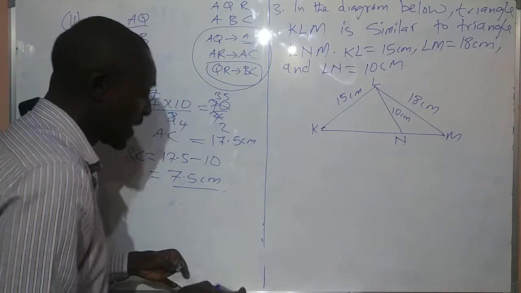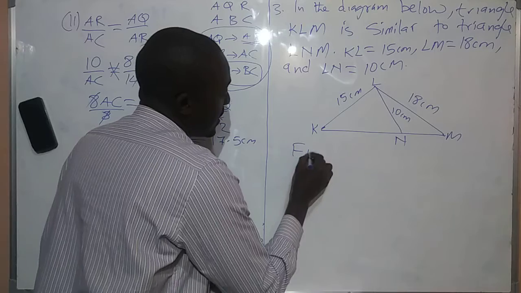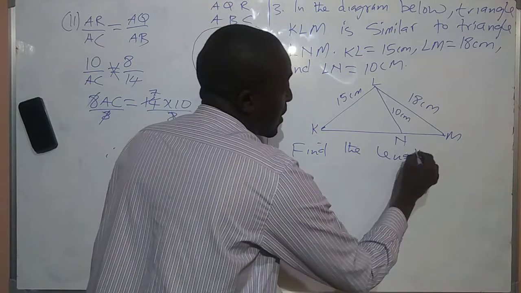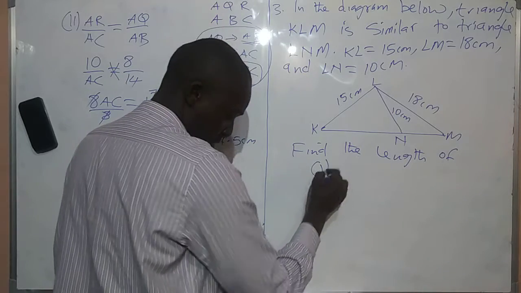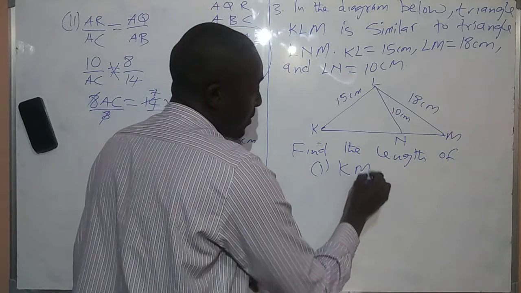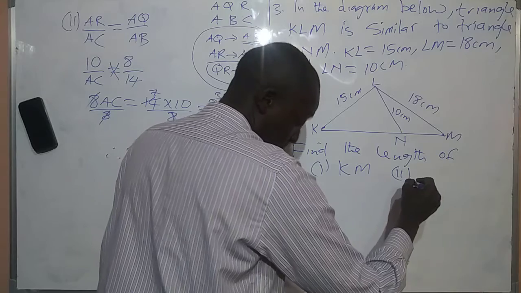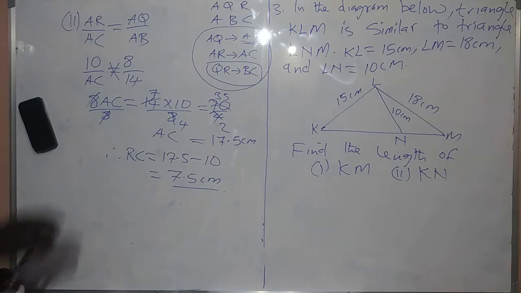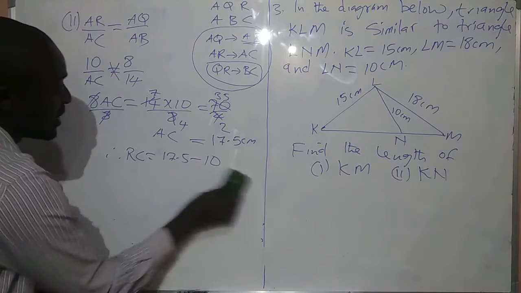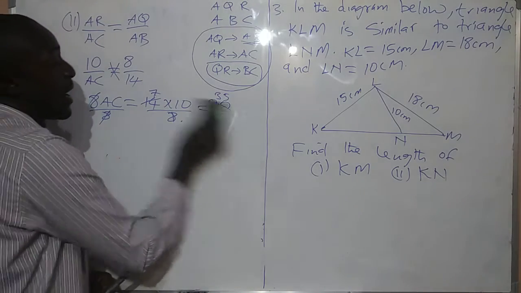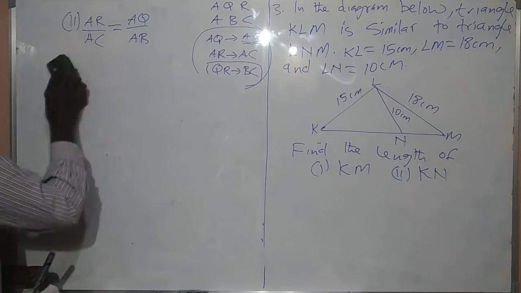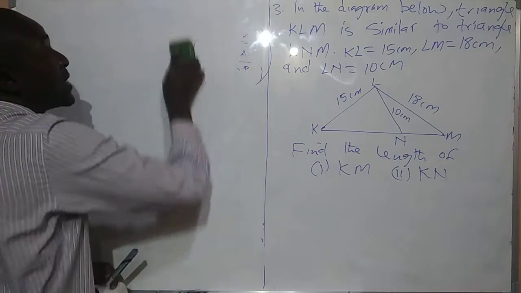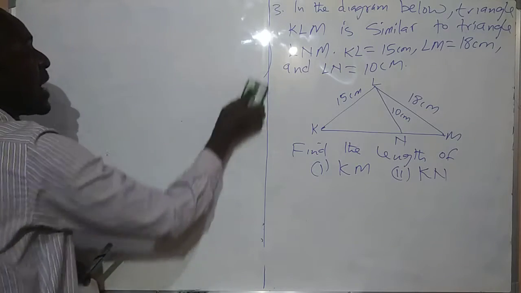The question says, find the length of number 1, KM, number 2, KN. So here is what we have. This is the question that you can find in the exam, and this is what we have on similar triangles. So it's very easy to identify a question on similarity.